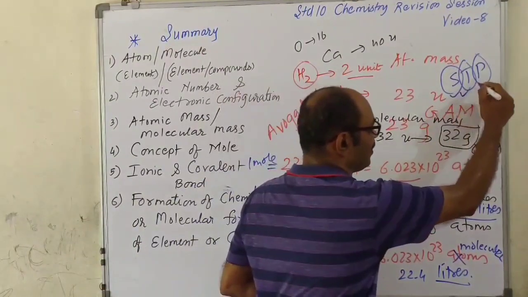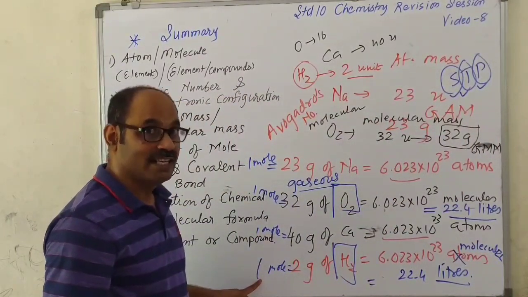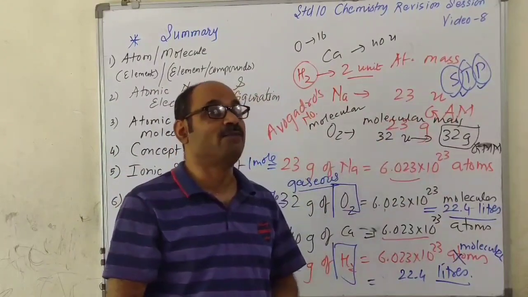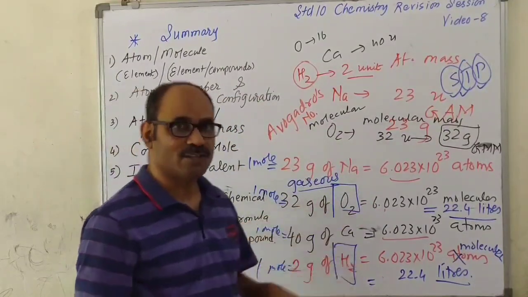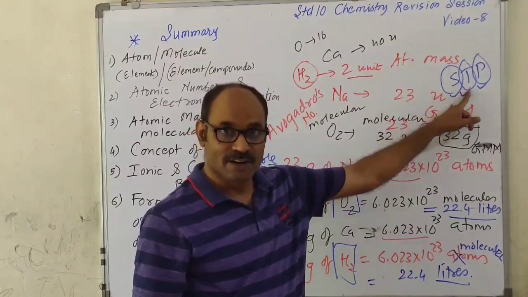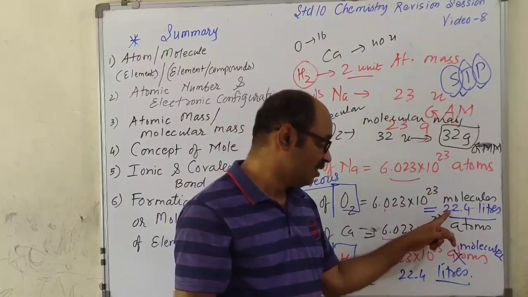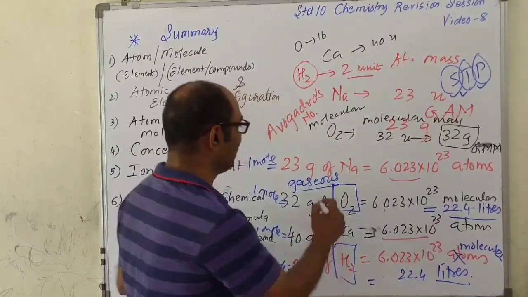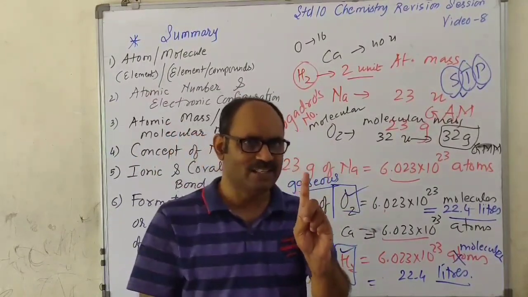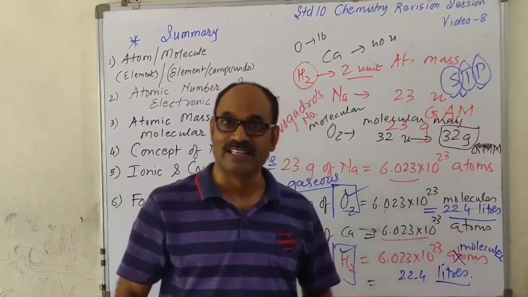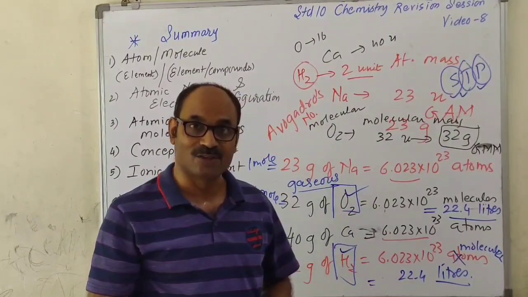So at 0 degrees Celsius temperature and 1 atmospheric pressure, if you take 1 mole of hydrogen gas, then it will have 22.4 liters of hydrogen gas. If you take 32 grams of oxygen gas at 0 degrees Celsius and 1 atmospheric pressure, then the volume in liters would be 22.4 liters. Now this is applicable, as I said, to only gases. It may be any gas. 1 mole of gas you take, and its volume will be 22.4 liters, and the number of molecules or atoms in that gas would be 6.023 into 10 raised to 23.